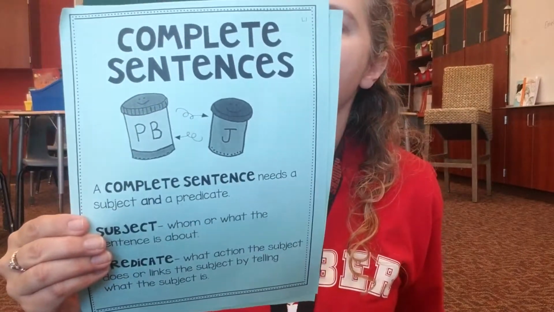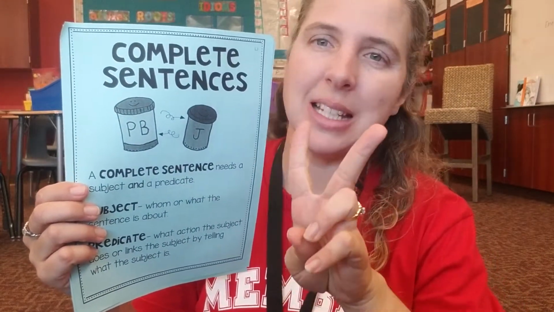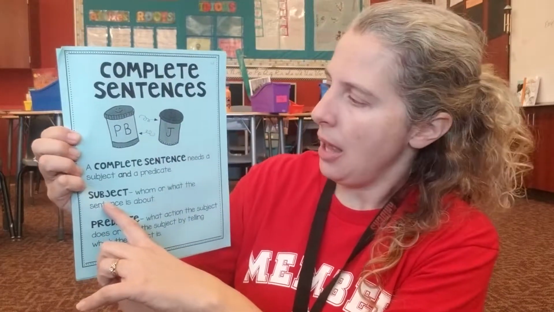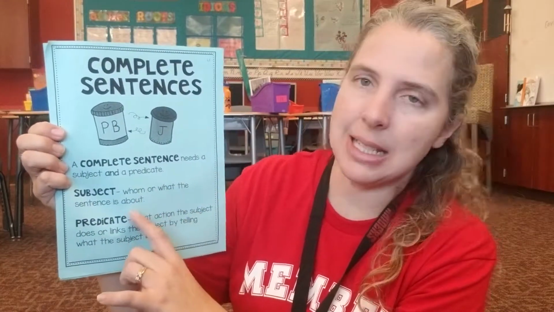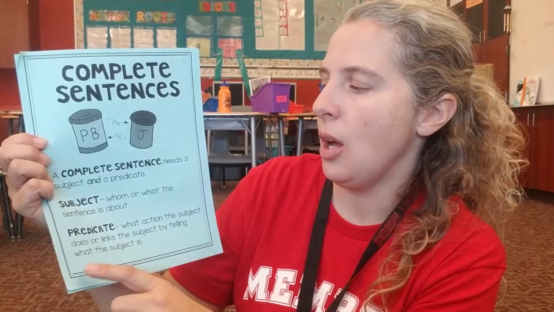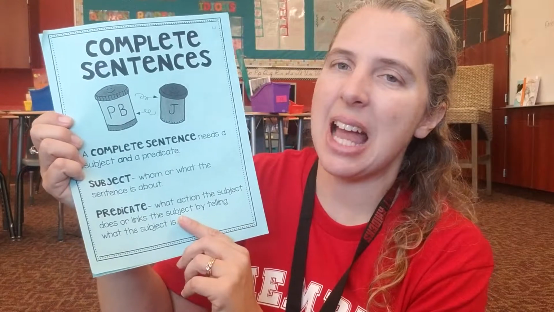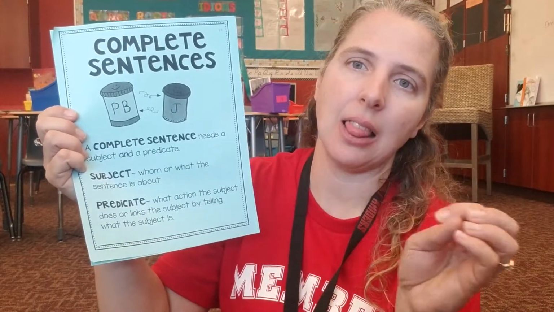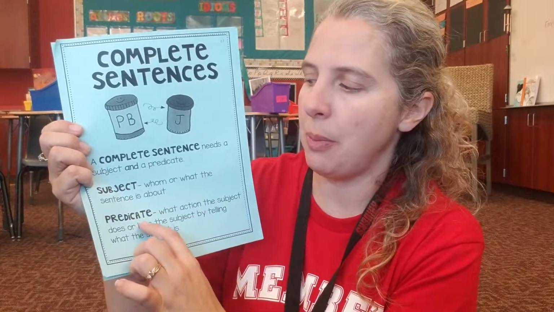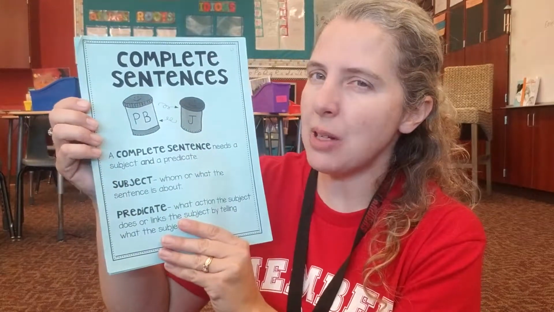We're going to look at complete sentences. Complete sentences have two parts, and every sentence has to have both, or it's not complete. It has a subject that tells you who or what the sentence is about, and then it has a predicate, and that tells you what action the subject does, or it links the subject by telling you what the subject is, like saying, my dog is loud. You know that we're talking about my dog, that's your subject, and then the predicate links to tell you what my dog is.